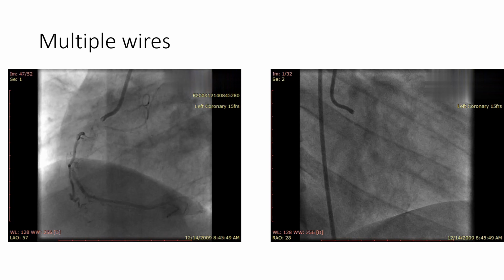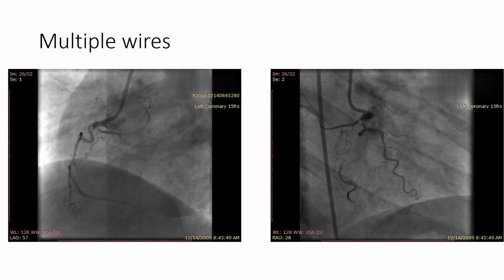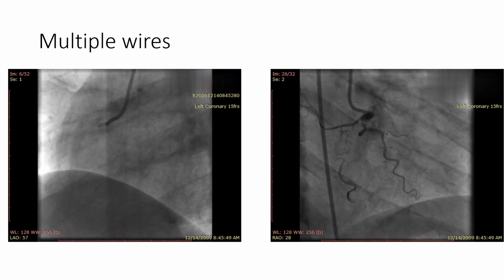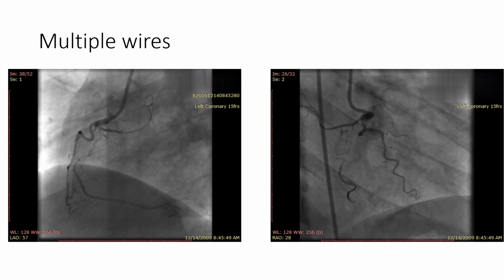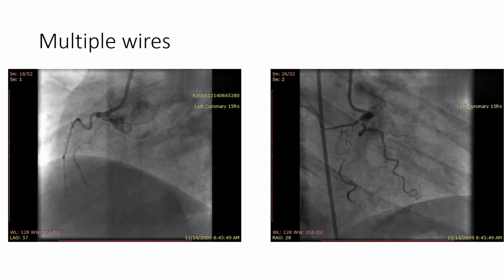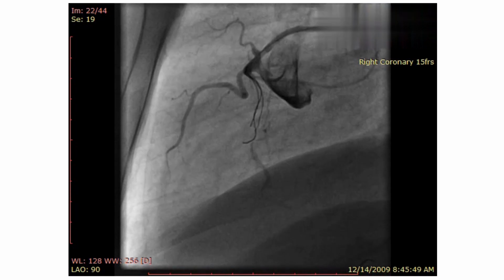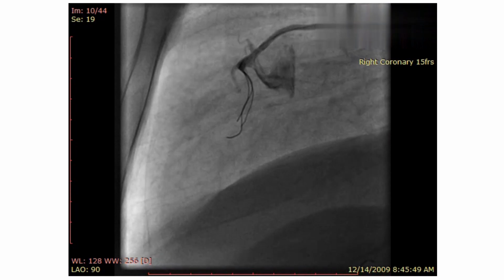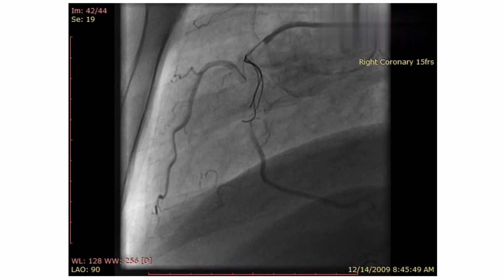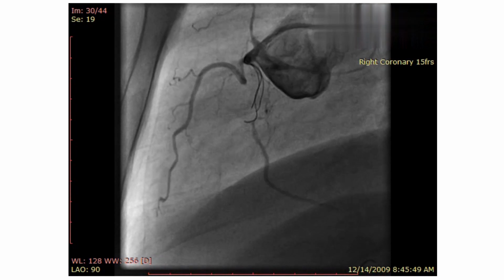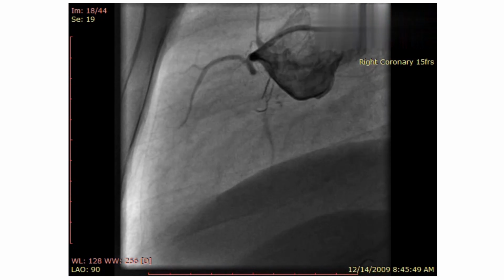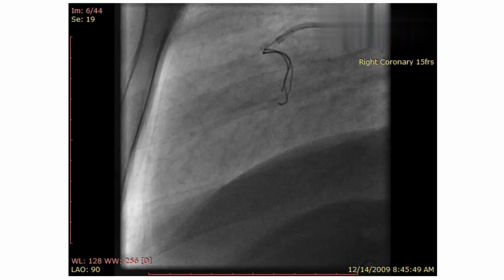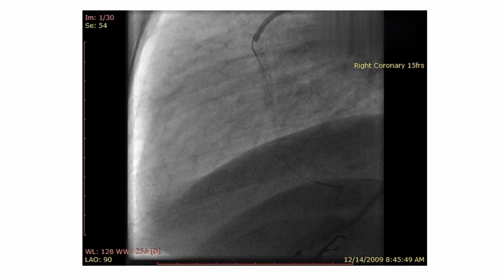This is another case where there is a long segment of RCA CTO with bridge collaterals. 3 wires were used to cross the lesion. Sometimes you do not need to escalate the wire. Just leave the wire in place and take another wire with the same property. And this is the result of this last case.